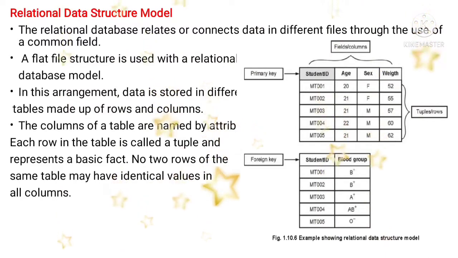Next is the relational data structure model. In that, the values are stored in the form of relations. A flat file structure is used with the relational database model. In this arrangement, data is stored in different tables made up of rows and columns. And each table has a primary key or foreign key, or any type of key available, used to identify the data in a unique manner.